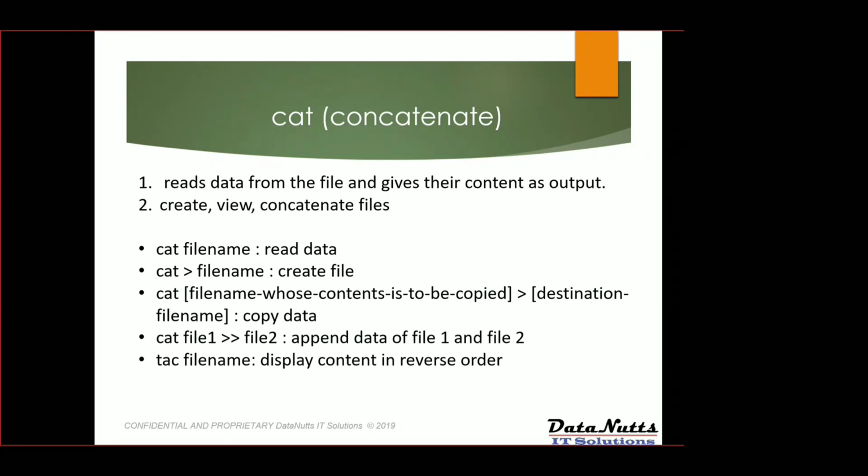Next is how to copy data from one file to another file. Cat file name, the file whose content is to be copied, redirect, destination file. This will copy data from one file to another file. Let's suppose I have one file A1 and another file B2. I need the data of A1 copied to B2. With the help of this, I can copy the data as well.